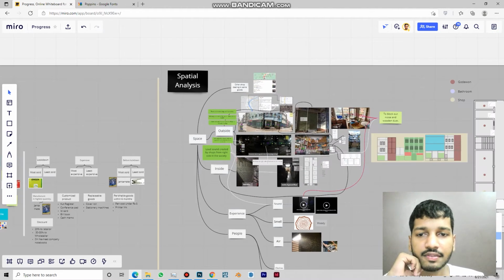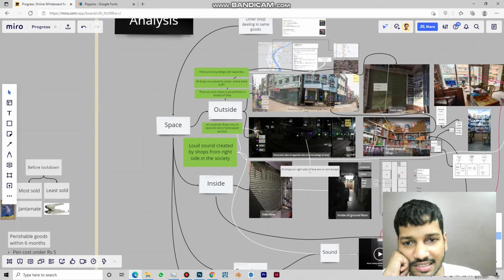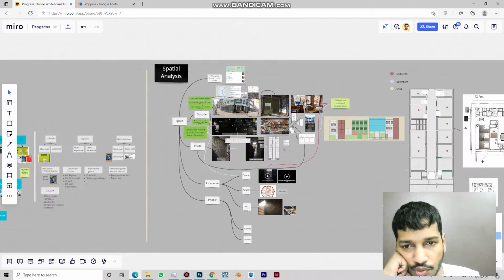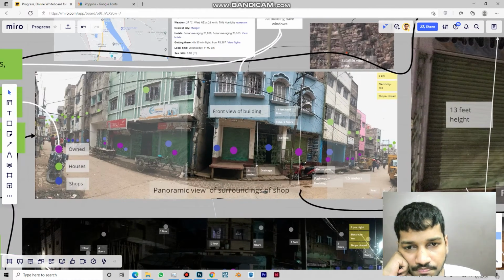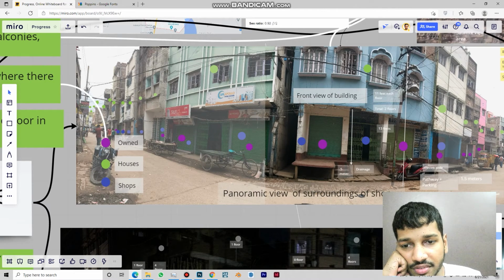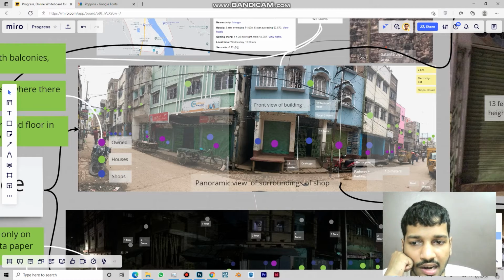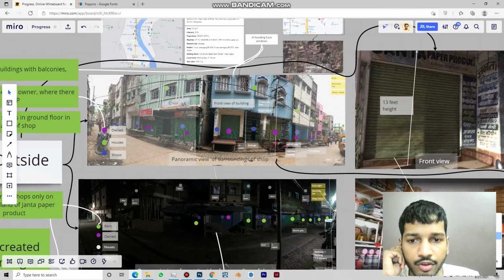We are going to start with the spatial analysis. The space is outside, inside, experience, people, and the other sorts. From outside, this is the panoramic view of the area, and what you observe here is blue shows owner houses and shop. All these shops were owned by themselves, no one on rent.